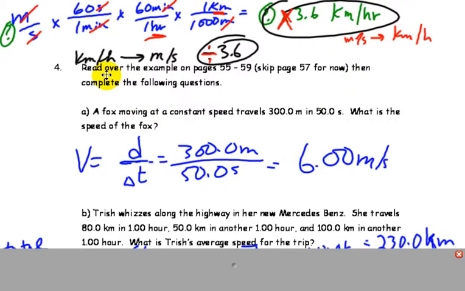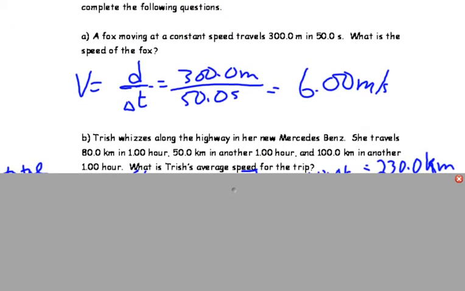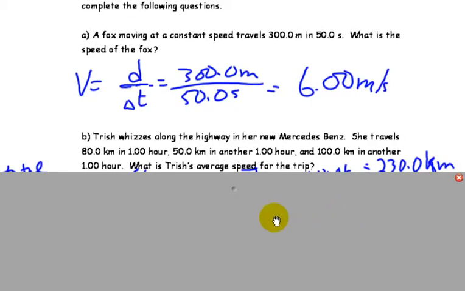If we have kilometers per hour, changing it to meters per second, divide by 3.6. So you may wish to copy that down as a simple way of converting from one form to another.